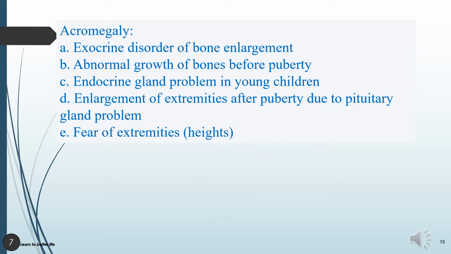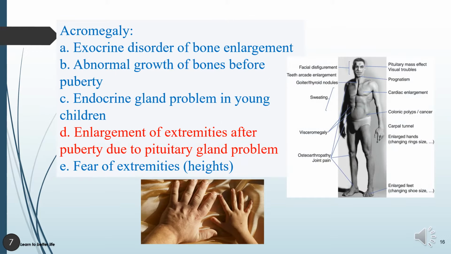Acromegaly: A. Exocrine disorder of bone enlargement, B. Abnormal growth of bones before puberty, C. Endocrine gland problem in young children, D. Enlargement of extremities after puberty due to pituitary gland problem, E. Fear of heights. The answer is D. Enlargement of extremities after puberty due to pituitary gland problem.